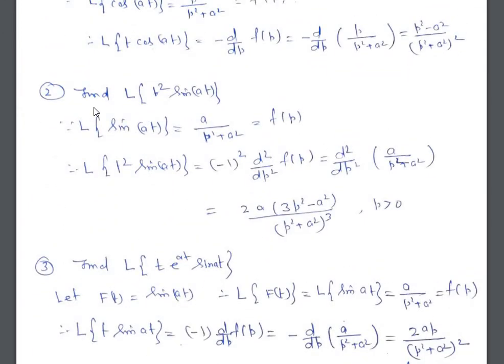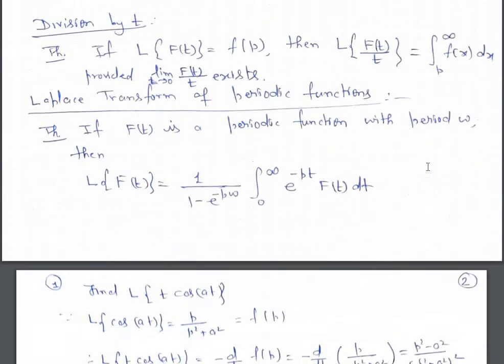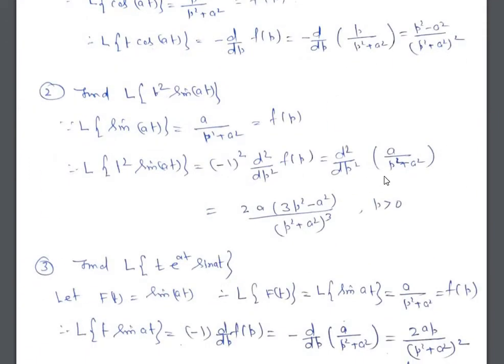In the next example, find L of t square sin at. Now L of sin at is given by a upon p square plus a square. Take this to be F(p). Now there we have multiplied by t square. So L of t square sin at is given by, using corollary number 2, d2/dp2 of F(p), which is d2/dp2 of a upon p square plus a square. So again differentiate it 2 times using the quotient rule. We will get it as 2a into (3p square minus a square) upon (p square plus a square) whole cube.